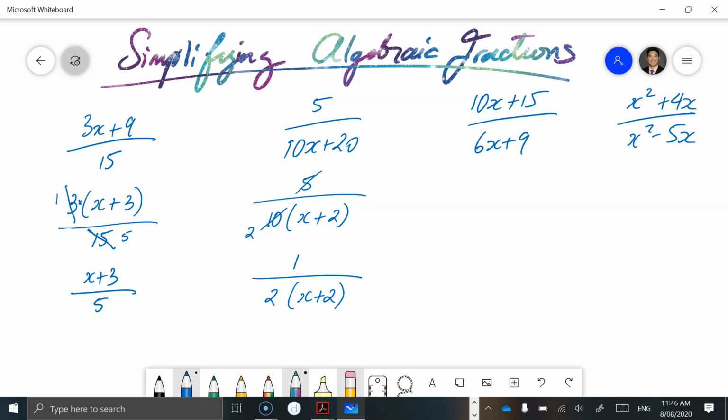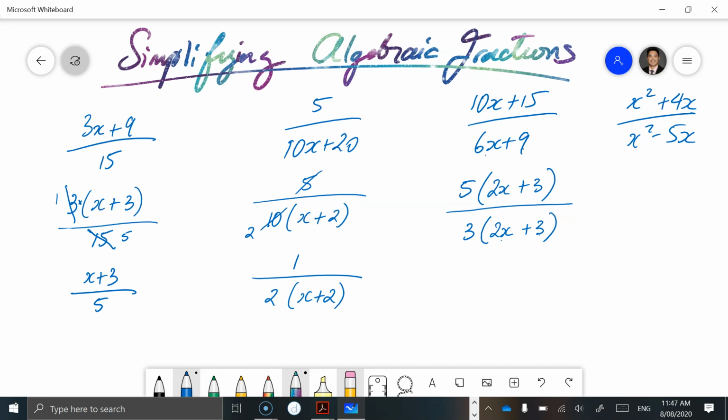So highest common factor between 10x and 15 is 5. There aren't any common letters, so we'll have 2x plus 3 as our factorized form on the top. And then what we'll have at the bottom is the highest common factor is a 3, and we'll have 2x again plus 3 as its common factor at the bottom. So we go 3 times 2x is 6x, and 3 times 3 is 9. So if you ever want to check your factorizing, just expand it.